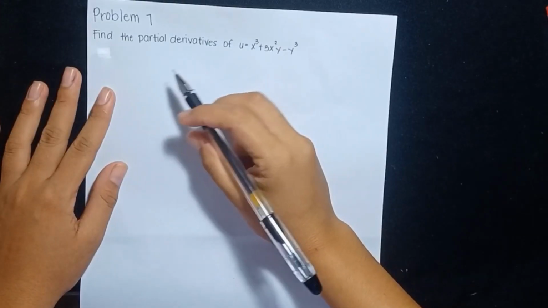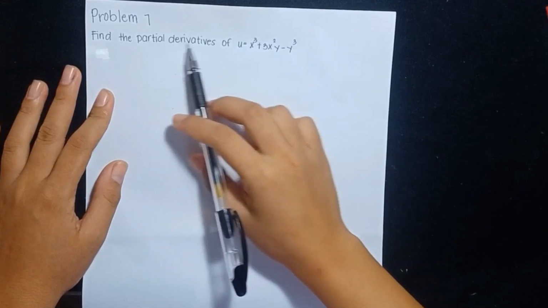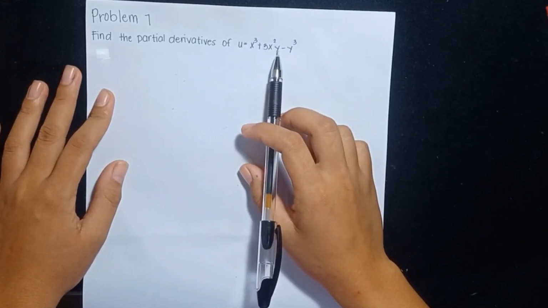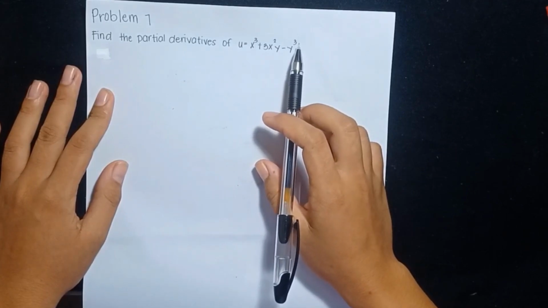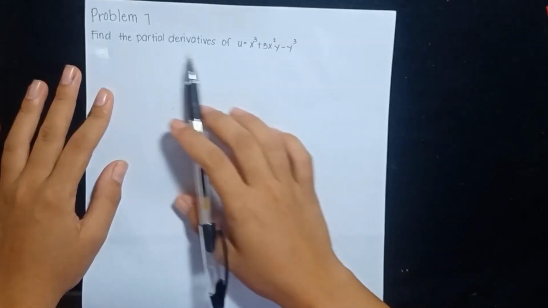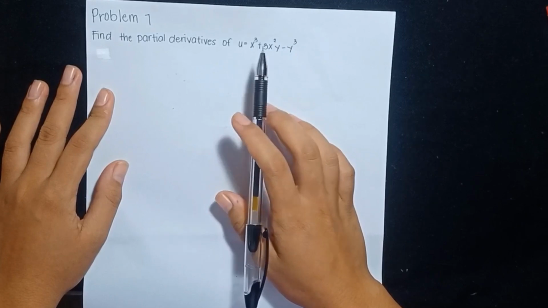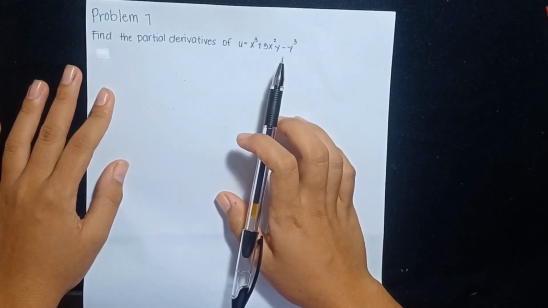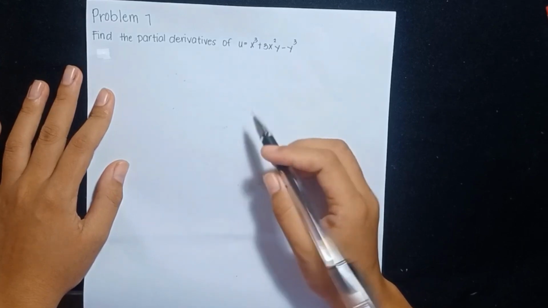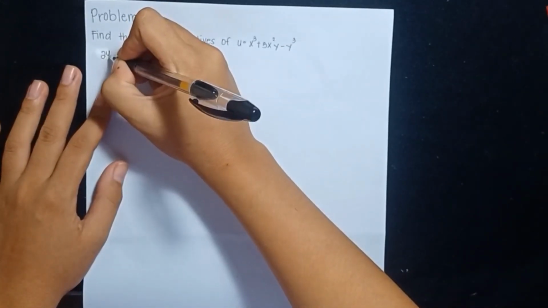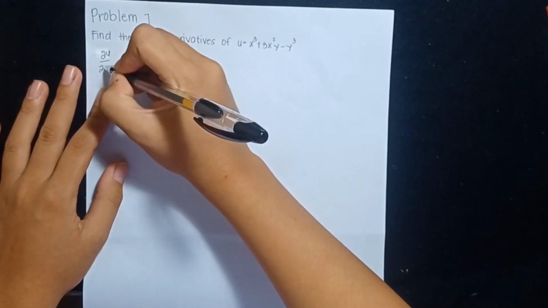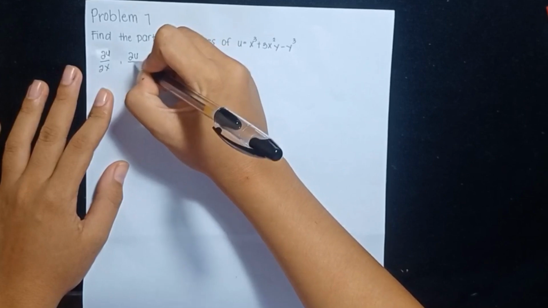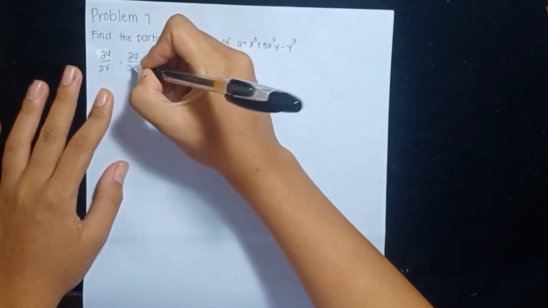Let's try problem number 1. Find the partial derivatives of u equals x cubed plus 3x squared y minus y cubed. When it says find the partial derivative of u and it has two independent variables, x and y, then what we are asked to find is the partial derivative of u with respect to x and the partial derivative of u with respect to y.